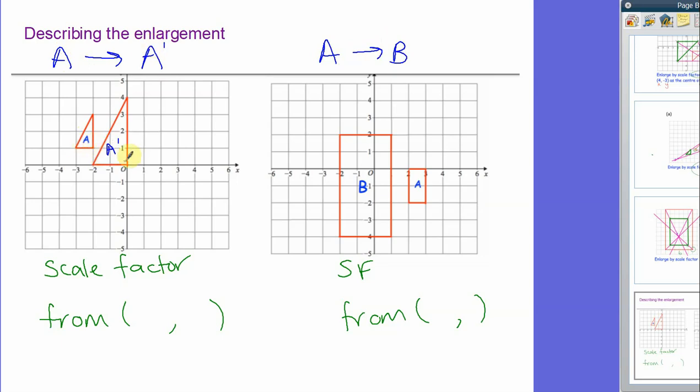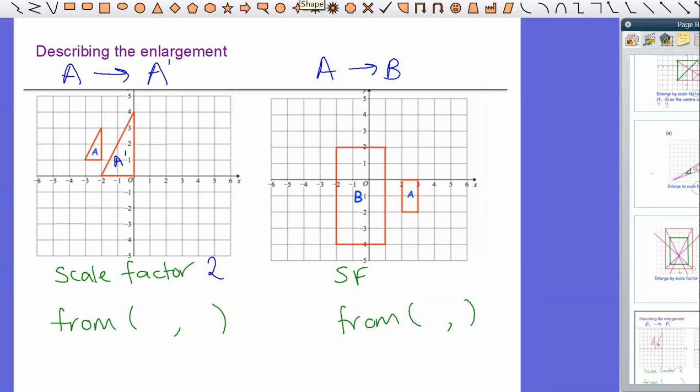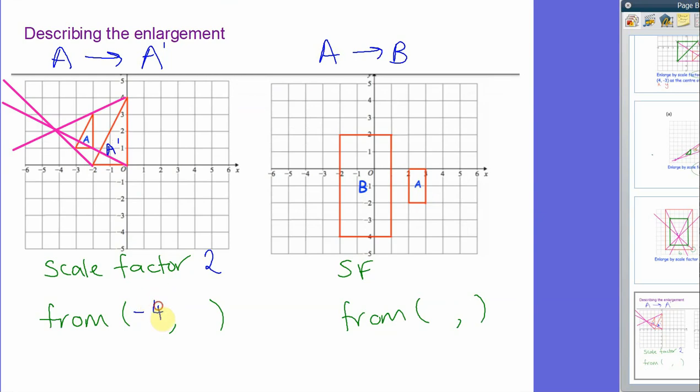We can see that the sides have been multiplied by 2. Now to find the centre of enlargement, we're going to do exactly what I just did. So bottom left to bottom left, just draw a line. We're going to tops, and you can see they all meet at this point here. And where is that? That's minus 4, 2. So from minus 4, 2.